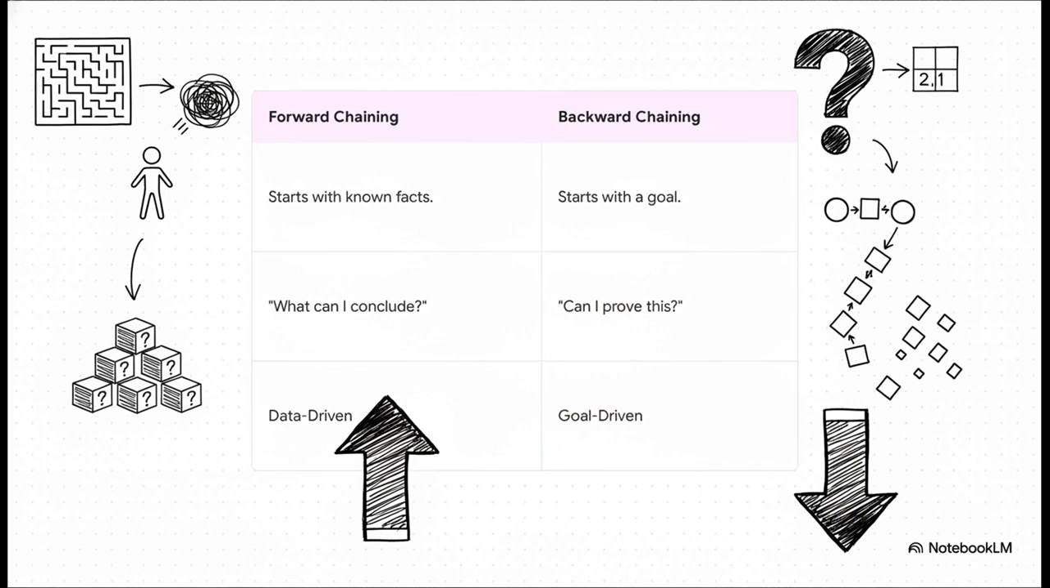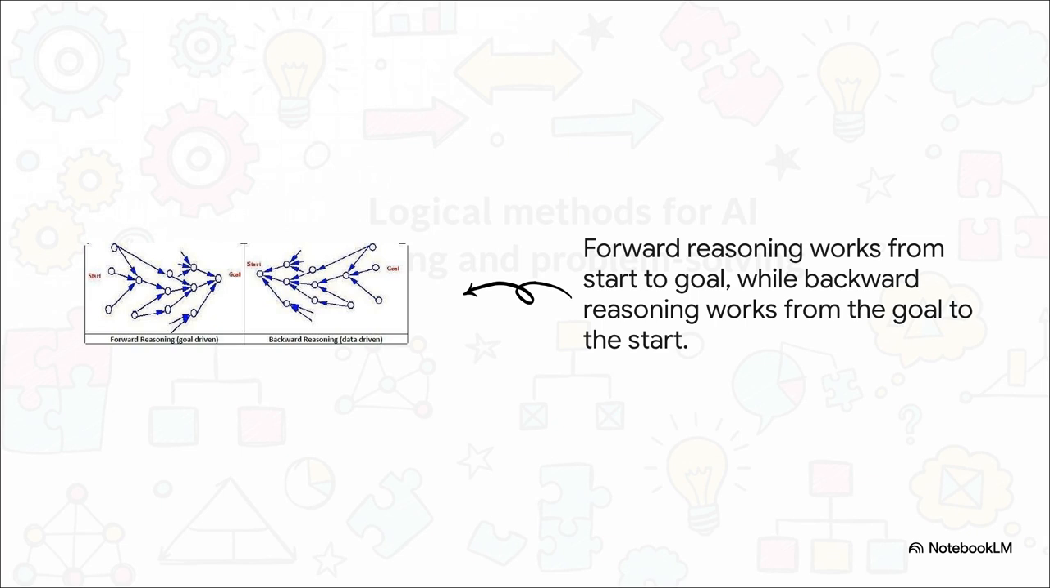It's goal-driven. It starts with a question, a hypothesis, like, is the square at 2-1 safe? And then it works backward, trying to find a chain of existing facts and rules that can prove that its goal is true. And this visual shows the difference perfectly. Forward reasoning is like this explosion of possibilities based on what you know. You start with your facts, and you just see where they lead you. Backward reasoning, on the other hand, is way more focused. You have a very specific thing you want to test, and you search for a specific path of logic to support it. Really, one is about exploration, the other is all about confirmation.